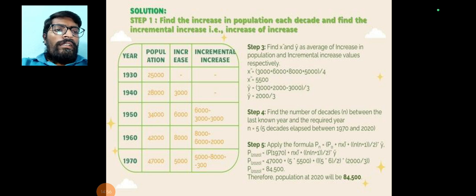So here, substitute the R value, and substitute the I value, and substitute the n value. So we get the final answer. Therefore, the population in 2020 will be 84,500.